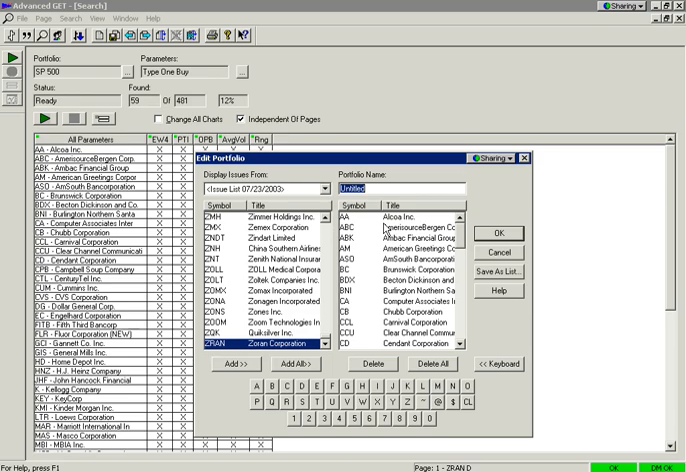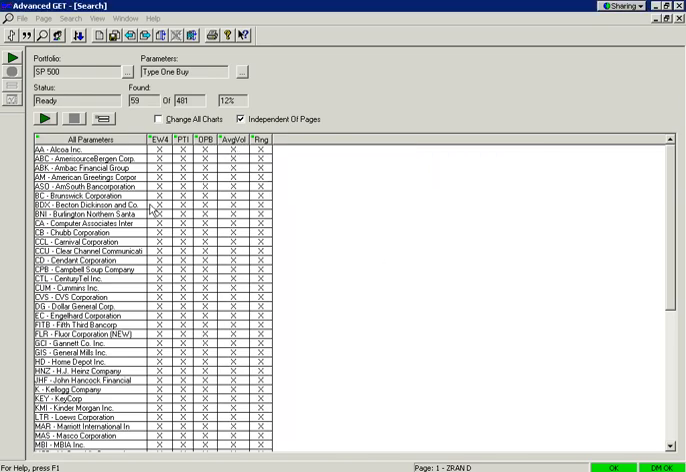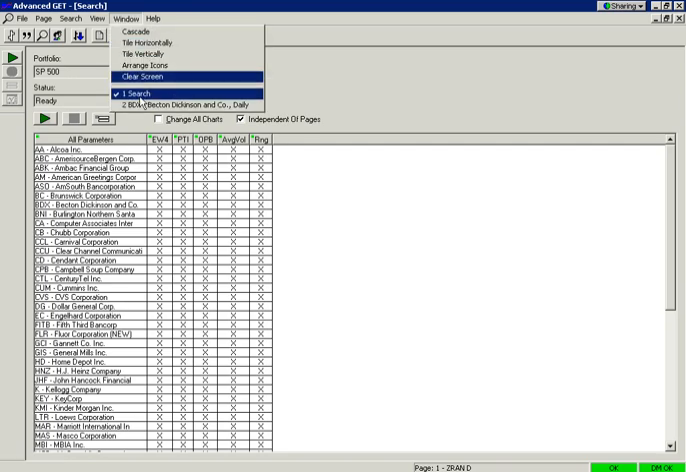And up pops my Edit Portfolios menu, on the right-hand side of which are all the results that showed up in my search. So I'll just title this Results 7, what is the date today? The 23rd, so 7/23/03, and hit OK. And now I have a portfolio of that list of results.